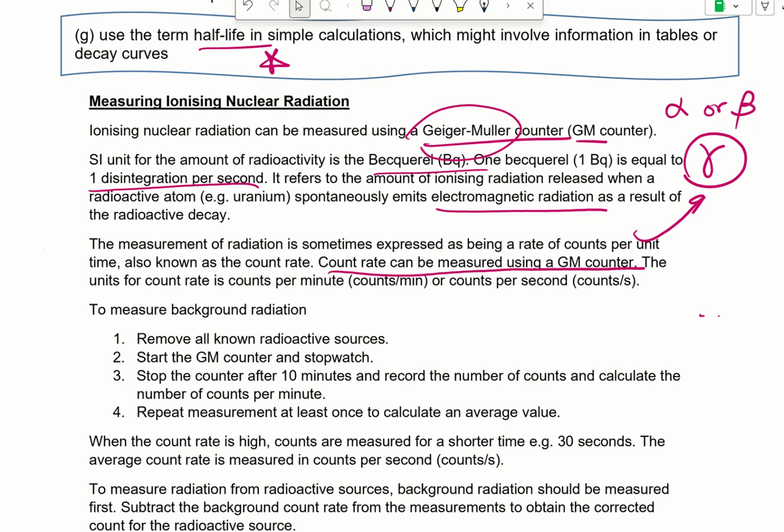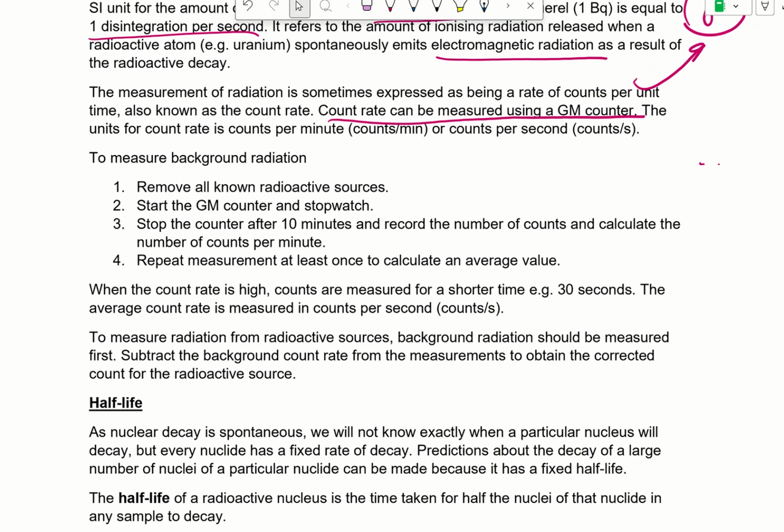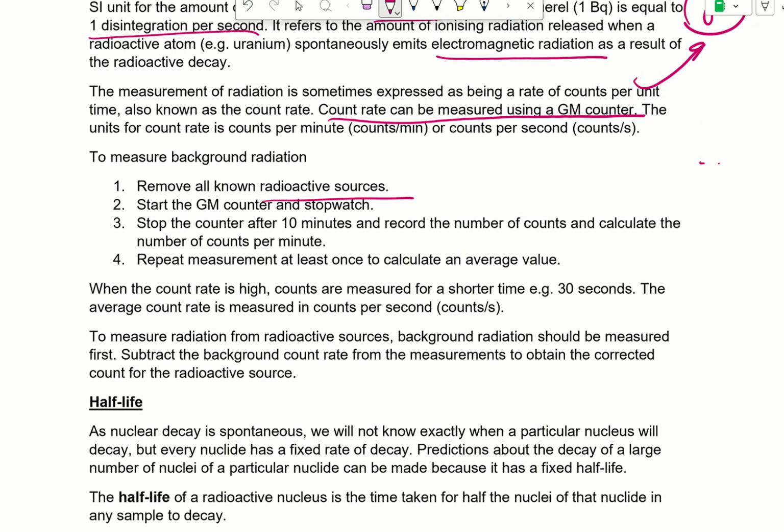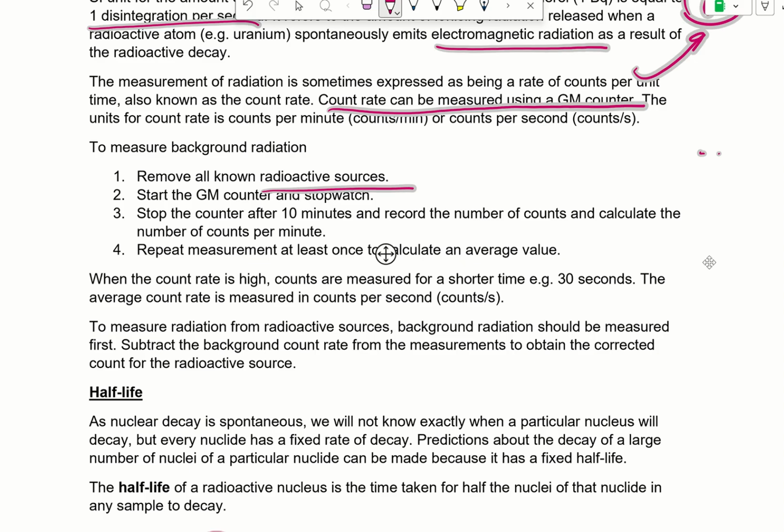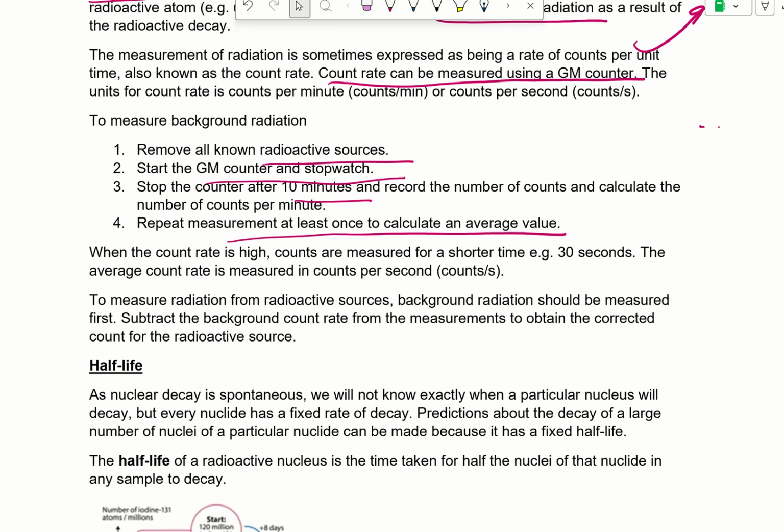To measure background radiation, I need to remove all known radioactive sources. Start the GM counter and the stopwatch, stop the counter after 10 minutes, and record the number of counts and calculate. Repeat the measurement at least once to calculate an average value.